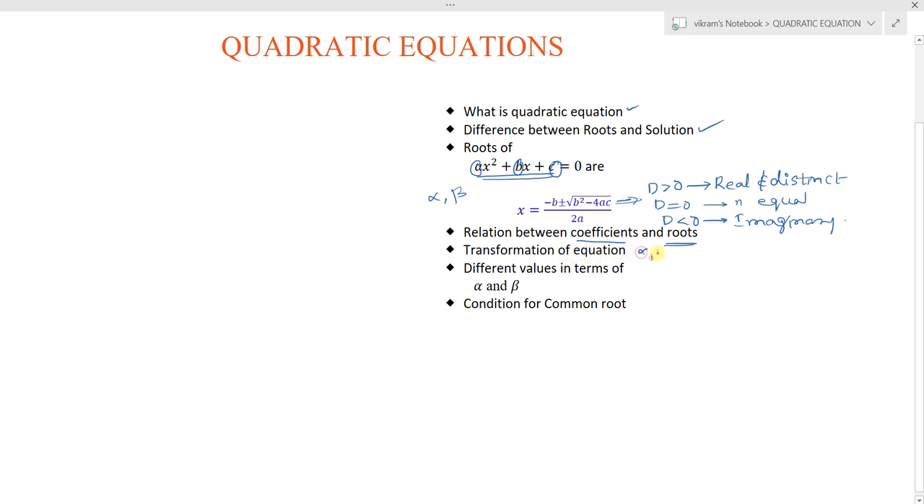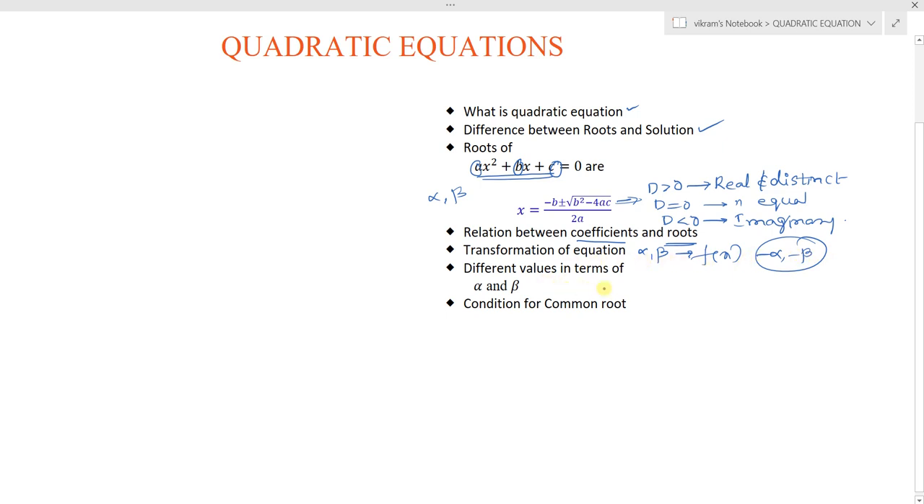If alpha and beta are the roots of the quadratic equation f of x, then the roots change to minus alpha and minus beta, and how will the equation f of x be transformed?